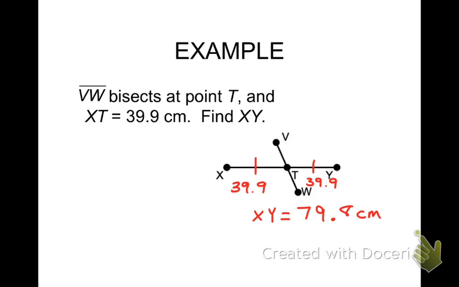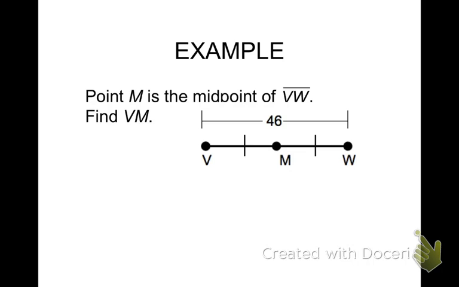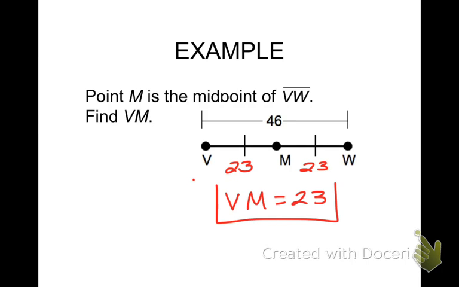All right, next example. Point M, this looks a little bit better, is the midpoint of line segment VW. Find VM. Ideas? Dawson. 46 divided by 2. Perfect. Which makes it 23. So VM is equal to 23. Okay. All right, we're just going to finish this page and we'll get to distance formula on Friday.